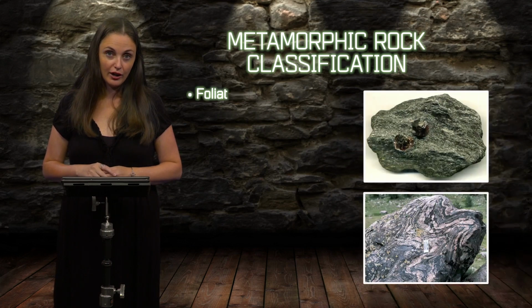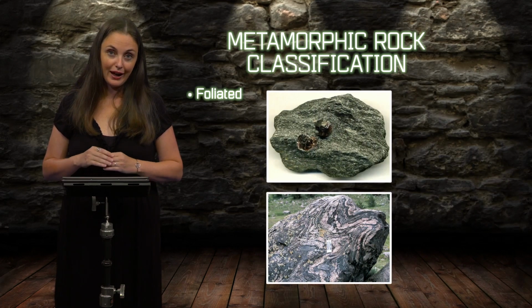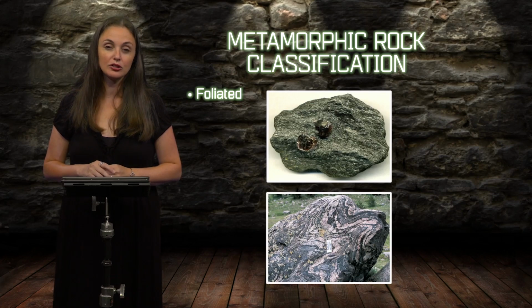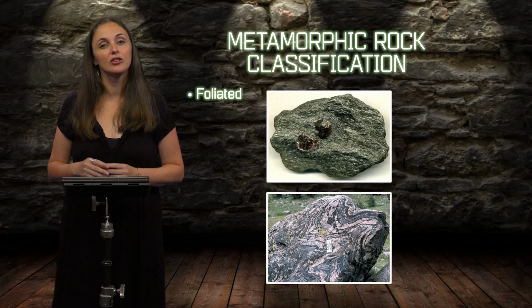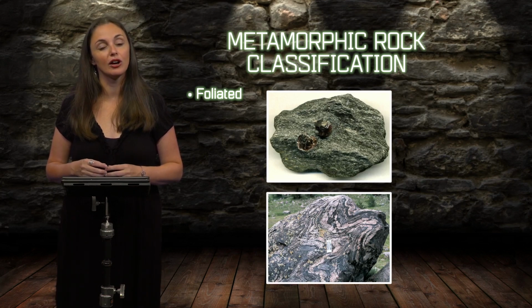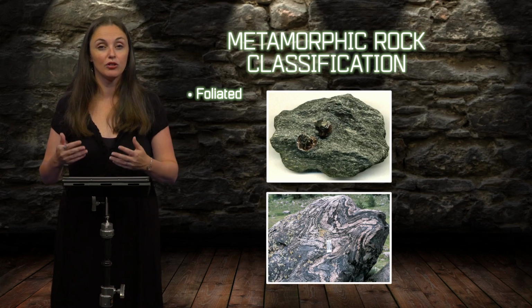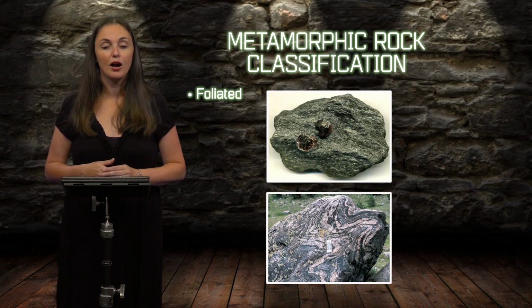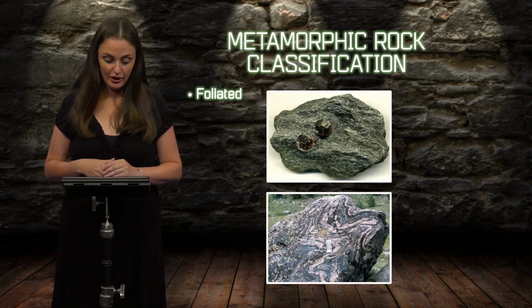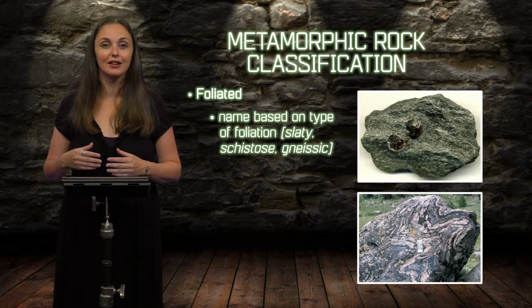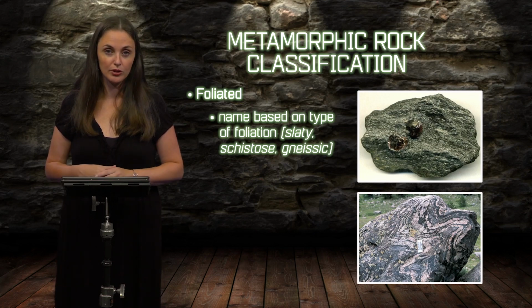Foliated metamorphic rocks are going to, again, have that foliation, so they're going to have that alignment of the minerals in one particular direction. And as you increase the temperature and pressure that these rocks have been subjected to, you increase the degree of metamorphism that has taken place. So all of these names that we give for the type of foliation that can be found in these rocks is indicative of the temperature and pressure in which they formed.